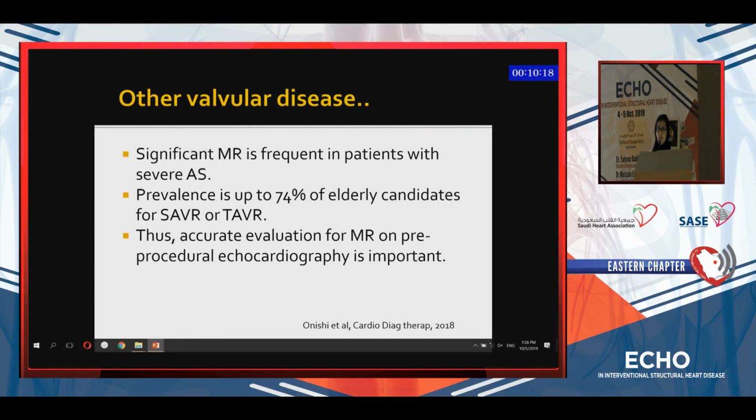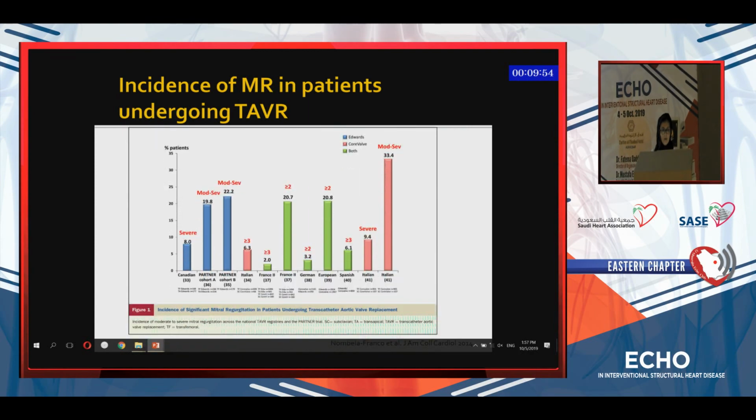More importantly, in the pre-procedural study, you need to ascertain whether there is the presence of MR. Based on a number of studies, about 3/4 of the patients that are considered for aortic valve intervention have a concomitant mitral regurgitation. And it's vital to have an adequate and a thorough assessment of that MR pre-procedure. Now, why is that? Again, as I've mentioned, up to 3/4 of these patients with severe aortic stenosis would have some degree of MR.